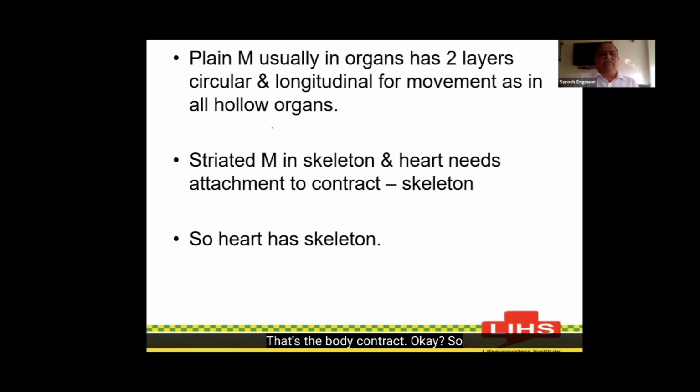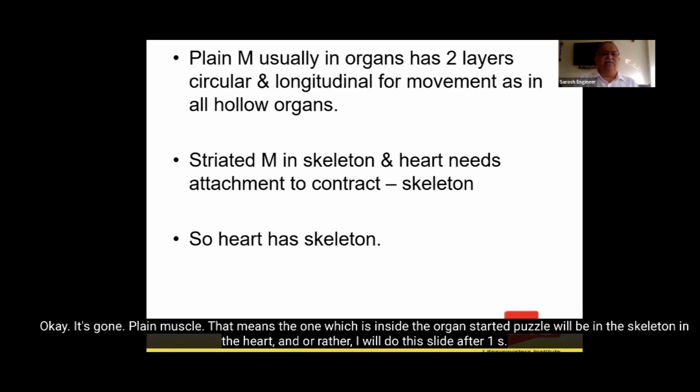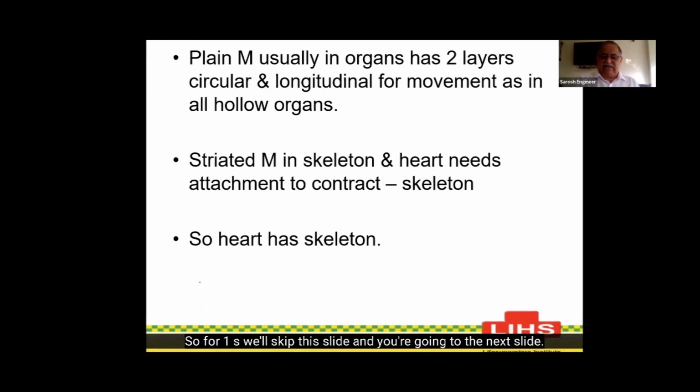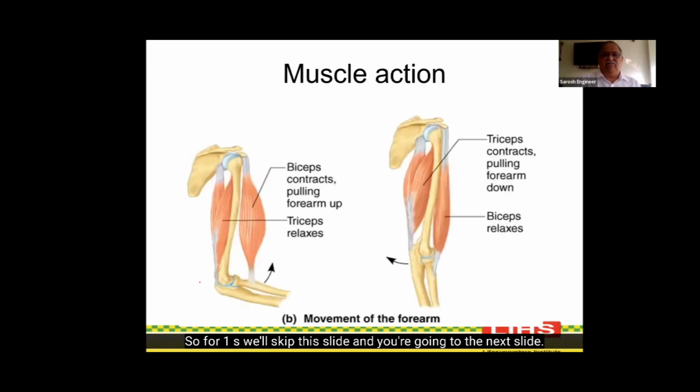Sometimes I'll just write things for you to read. So you can read this. Plain muscle, that means the one which is inside the organ. Striated muscle will be in the skeleton and the heart. Or rather, I will do this slide after a second. So for now, we'll skip this slide and go to the next slide.